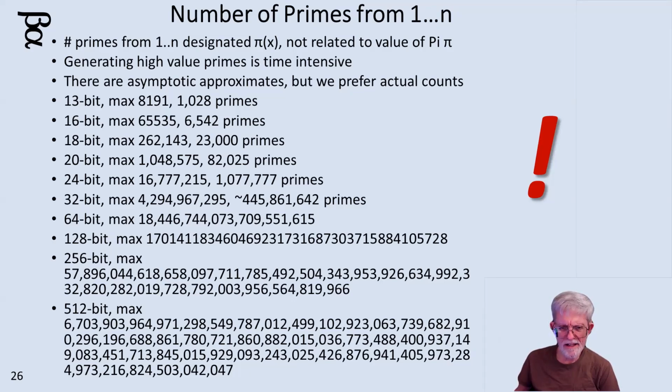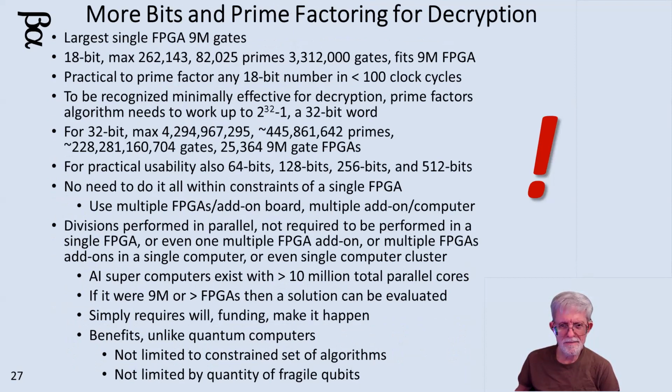But nowadays for AI, mainframe computers, supercomputers and such, we tend to spend a lot of money to do a lot of things in parallel. This is an algorithm that can definitely run in parallel. The largest single gate array I could find has 9 million gates in it. And I can do an 18-bit prime factor solution with one of those gate arrays. And I can do it in under 100 clock cycles.